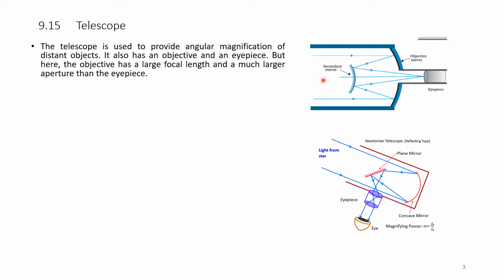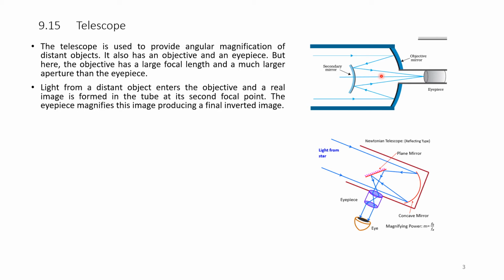Here you see it also has an objective. This is the objective and the eyepiece is here. If you see this, here the objective has a large focal length. This is a large focal length and a much larger aperture. This is a very big aperture.